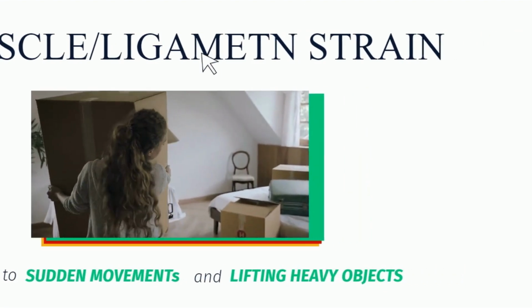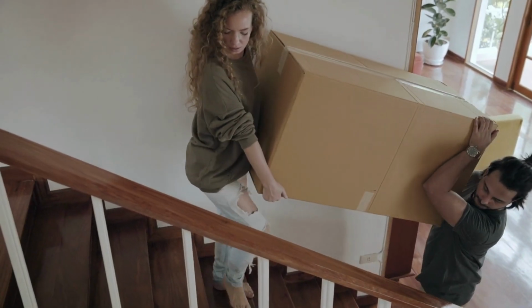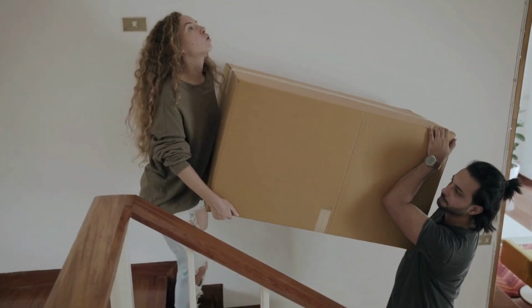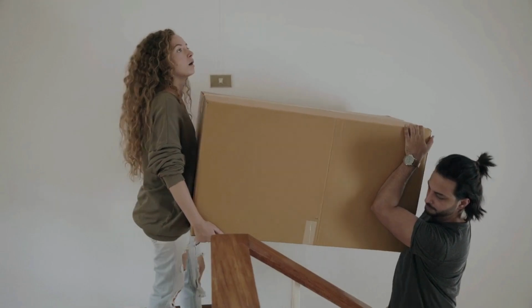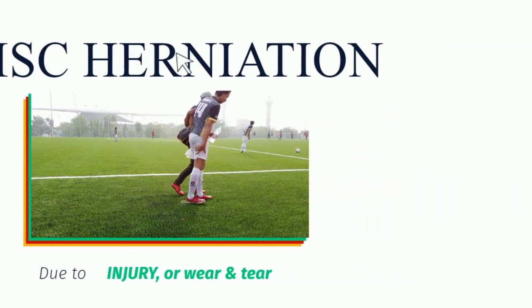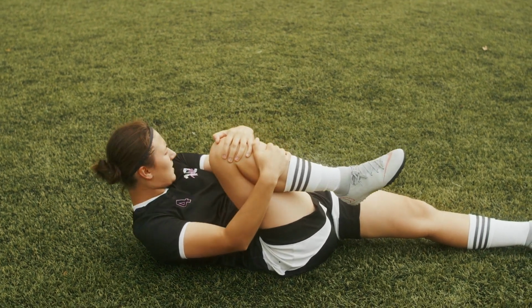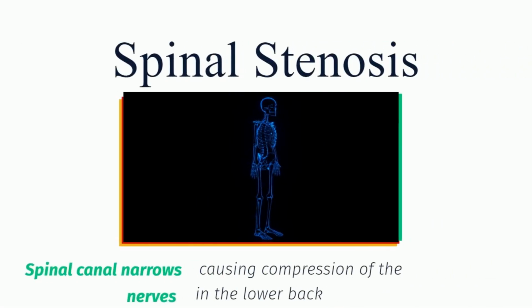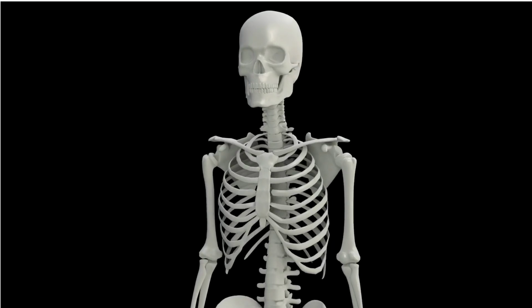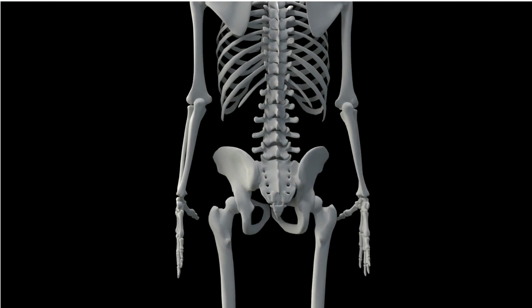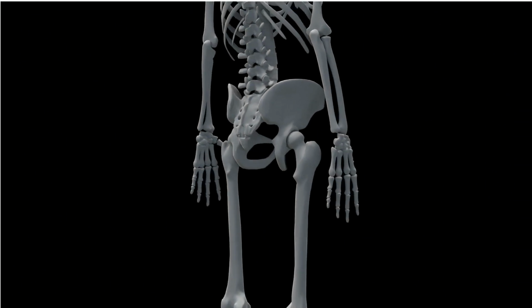One of the most common causes of lower back pain is a strain of the muscles or ligaments in the lower back. This can occur due to sudden movement, lifting heavy objects improperly, or poor posture. The spinal discs in the lower back can become herniated, or bulge out of place, due to degenerative changes, injury, or wear and tear. Spinal stenosis is a condition where the spinal canal narrows, causing compression of the nerves in the lower back. This can lead to lower back pain, as well as pain or weakness in the legs.